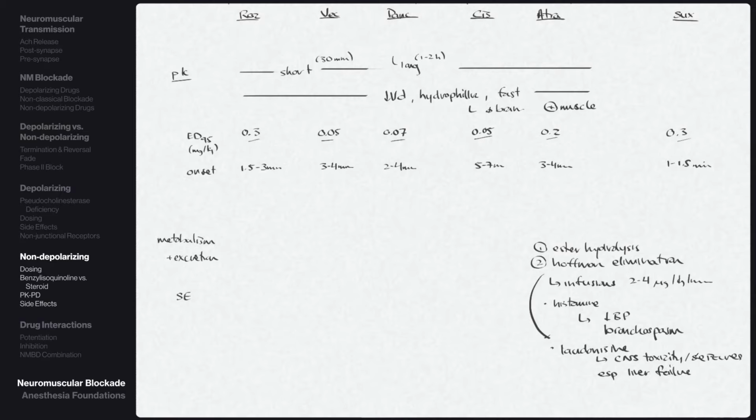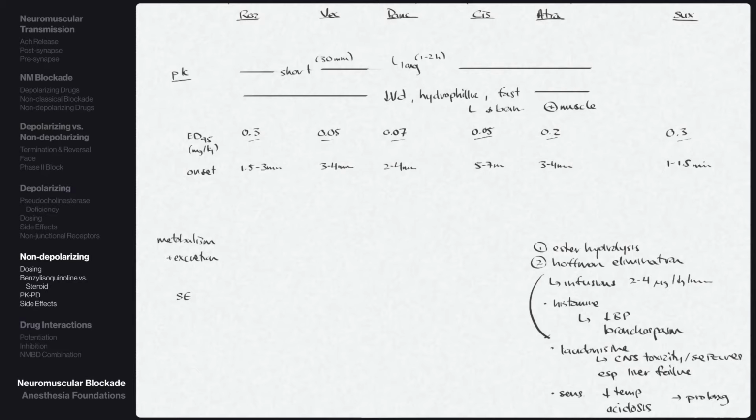And then lastly, because we know that this is due to blood serum breakdown as opposed to being broken down in the liver, this is especially sensitive to hypothermia or potentially acidosis. Both of these can potentially prolong the effect of our benzylisoquinolines because they're dependent on these serum breakdown methods.